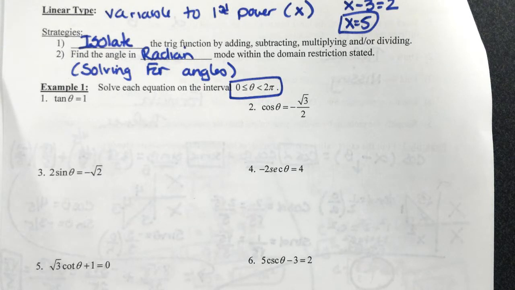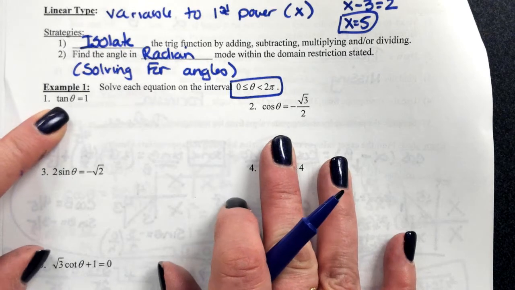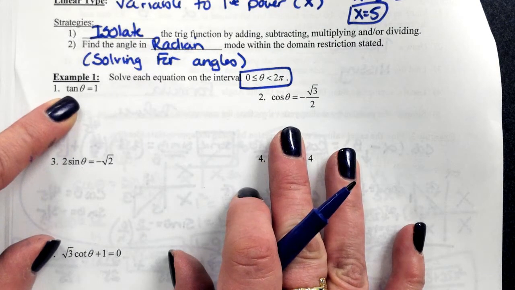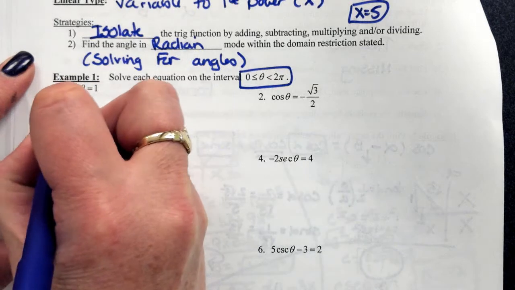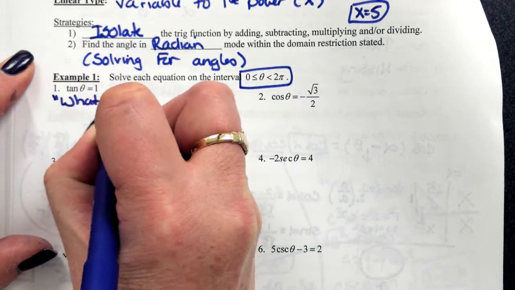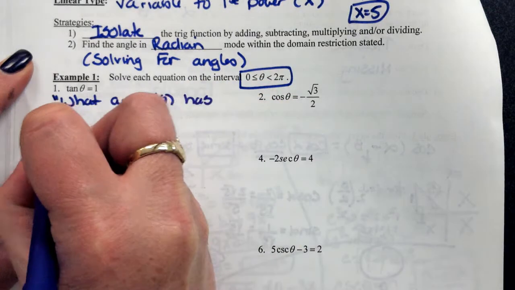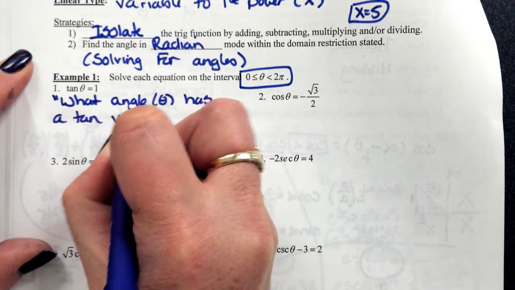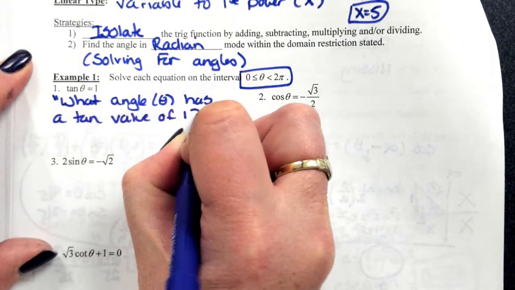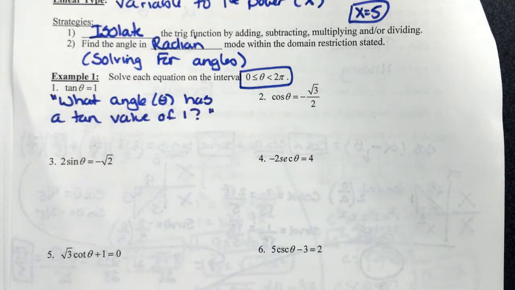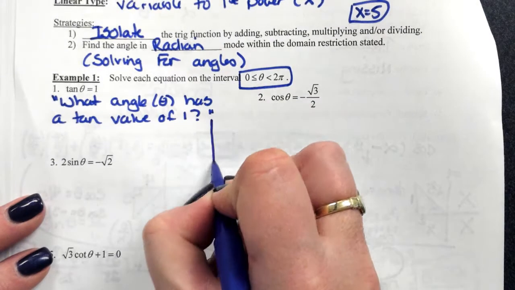All right, so let's take a look at example 1. Tangent of theta is equal to 1. So the question you're asking yourself is what angle, because you're solving for theta, has a tangent value of 1? That's what you're trying to solve for. You're solving for angles. So the question you ask yourself is what angle or angles will have a tangent value of 1? So this is where you need to think.